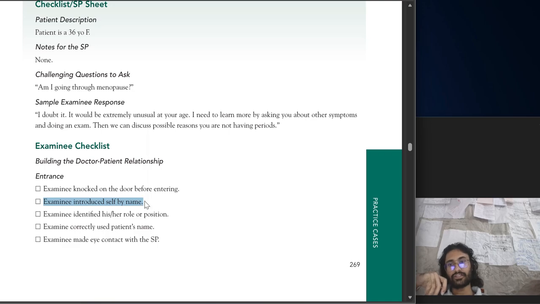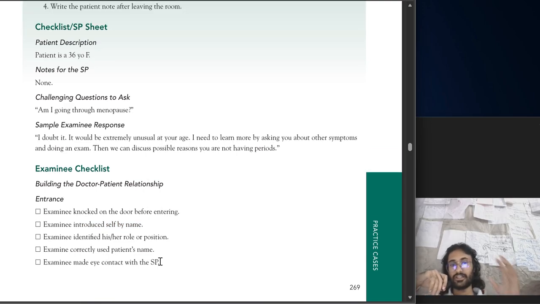The examinee introduced himself. We are just cross-checking whether the vitals we have got from the nurse in the file are of the patient whom we have come to examine.